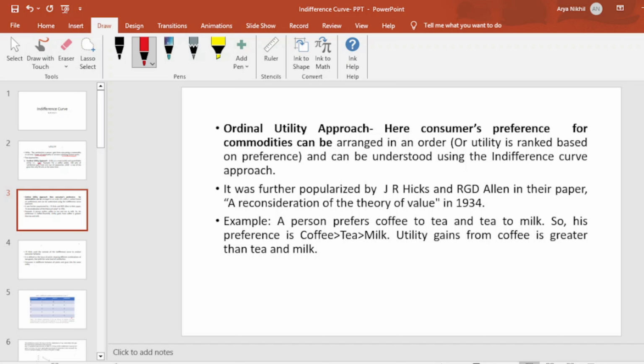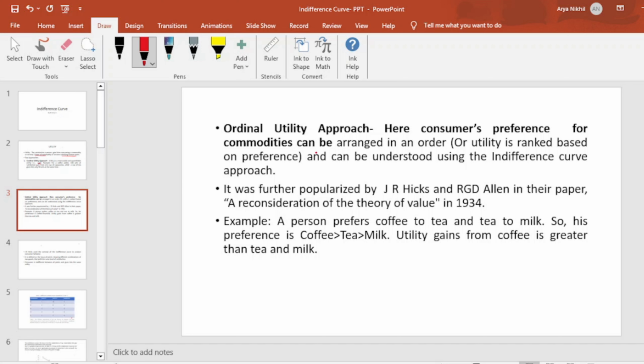Next one is the ordinal utility approach. Here, utility is not a quantifiable entity. Here, we can only rank or arrange consumer preferences in an order. And it can be understood using the indifference curve approach. This indifference curve approach was popularized by J.R. Hicks and R.G.D. Allen in their paper A Reconsideration of the Theory of Value in 1934.